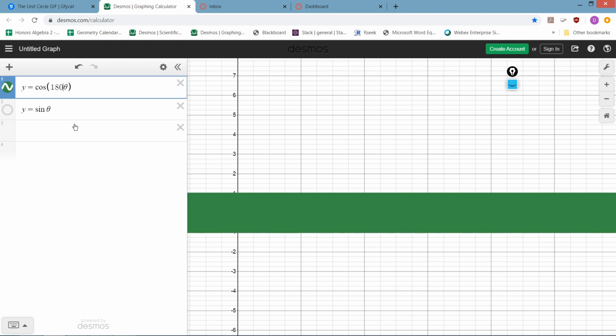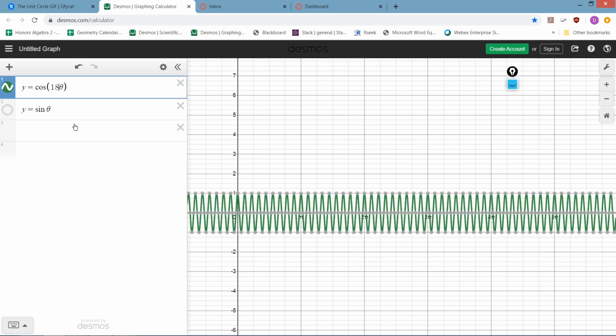Oh, that's not what I expected. Let's do 18. Okay, so if I multiply my theta by 18, I'm cycling through the unit circle much faster. Remember, a period is how many degrees or radians we have to go through before we repeat our unit circle. Well, if I'm going through my degrees faster, then my period is going to be smaller.